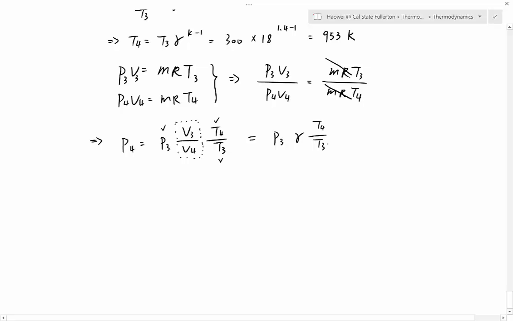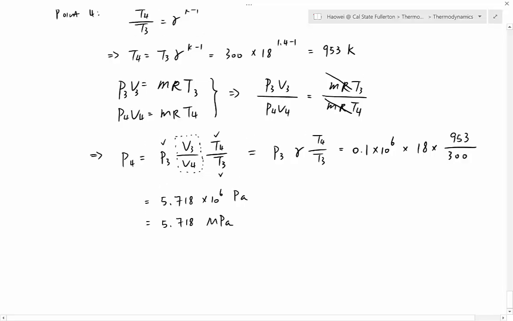So now let's plug in the numbers. P3 is 0.1 megapascal, so times 10 to the 6 to convert it to Pascal. Gamma is given, that is 18. T4 is 953 Kelvin. Make sure you use Kelvin for temperature. T3 is 300 Kelvin. So our final solution for P4 is 5.718 times 10 to the 6 in SI units, which is Pascal. So it is 5.718 megapascal. That is P4.